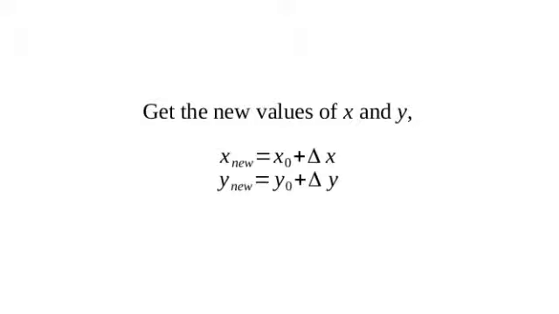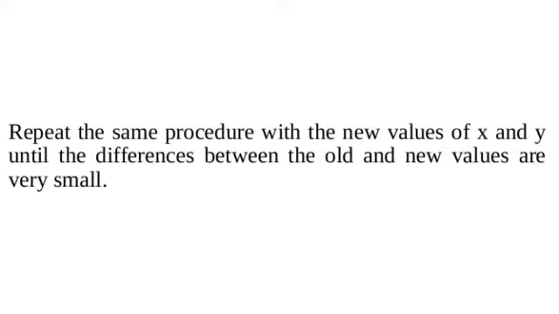Then you will find the new values of x and y, and the formula is given here. To the old values x0 and y0, you add the change in the x and y values, and you will get the new values of x and y. This procedure is repeated until the difference between the old and new values is very small, less than the tolerance that you have decided for your solution.